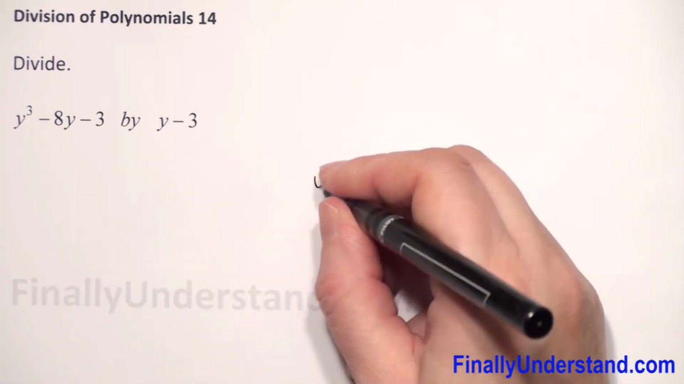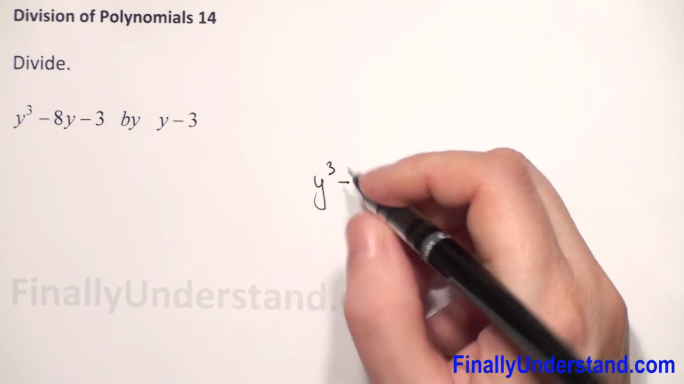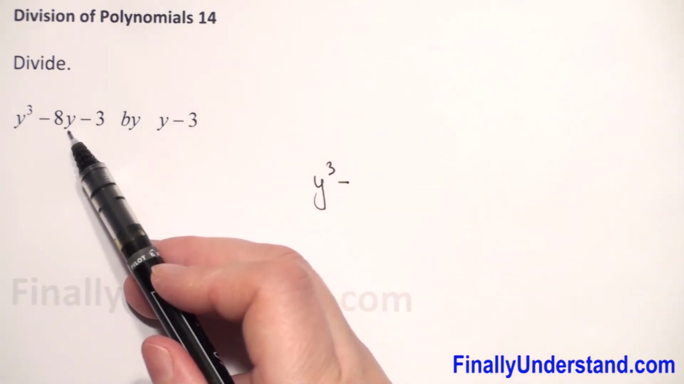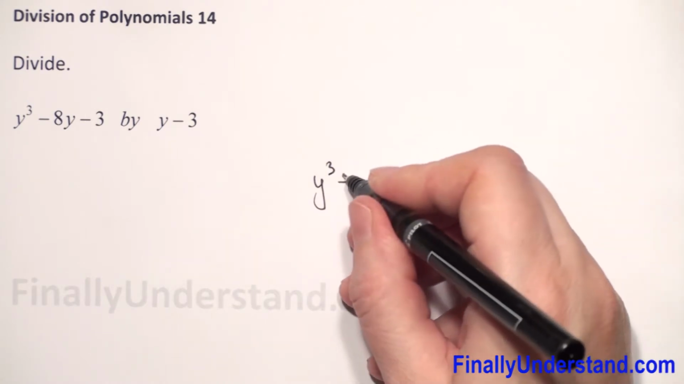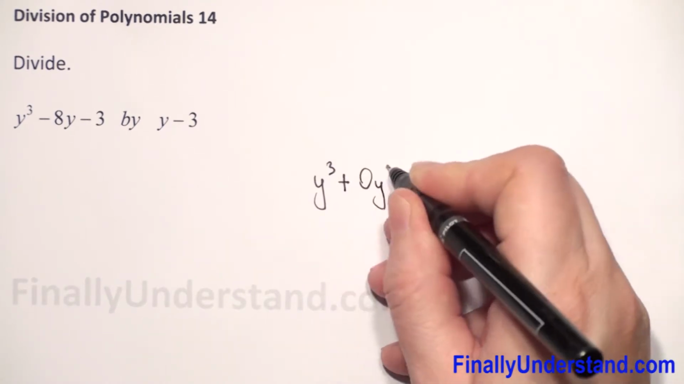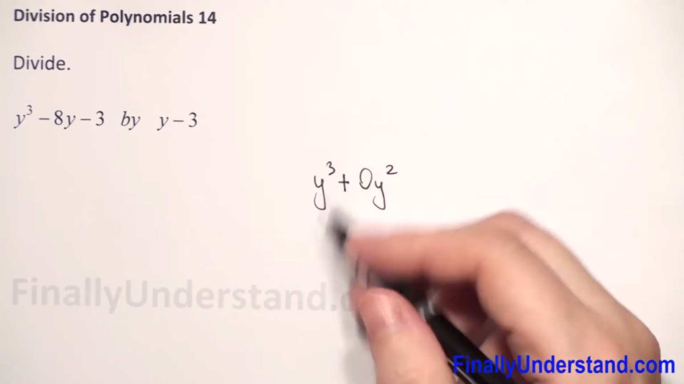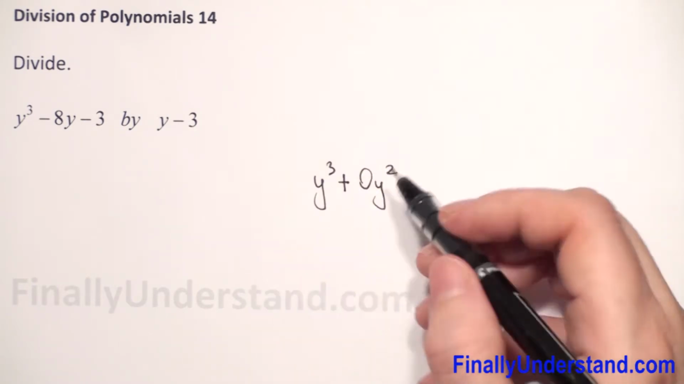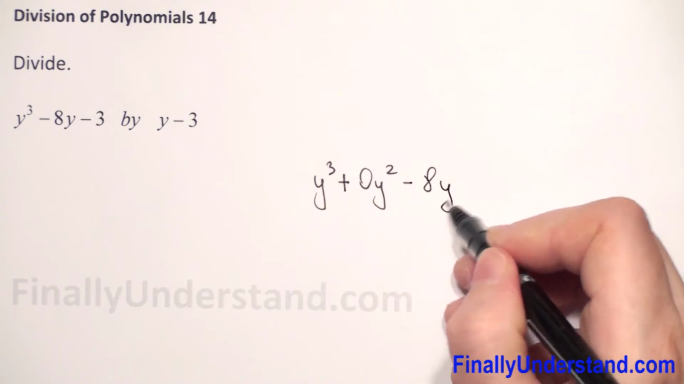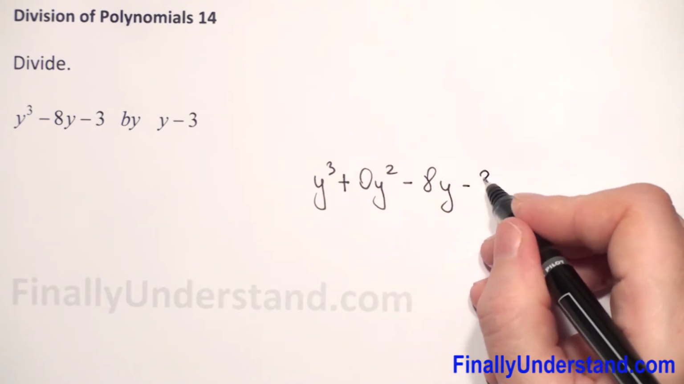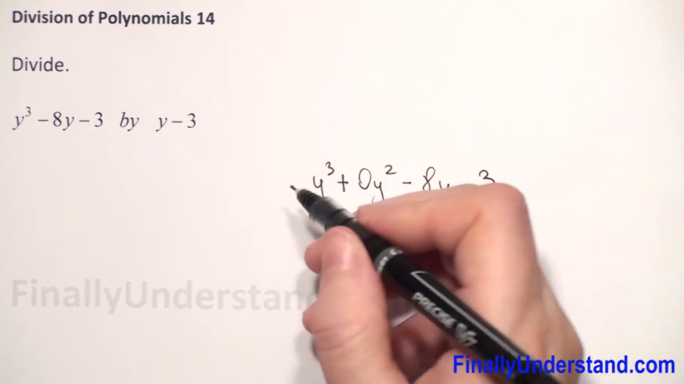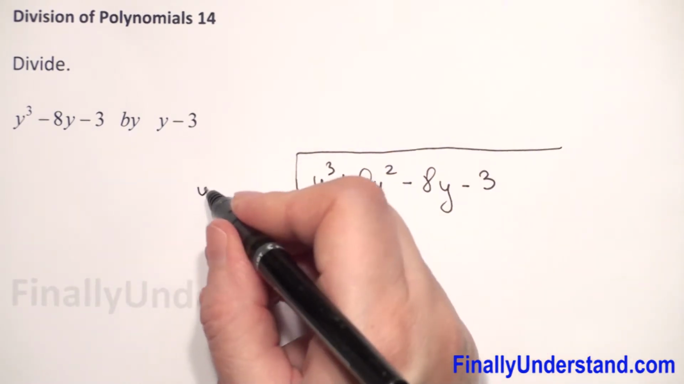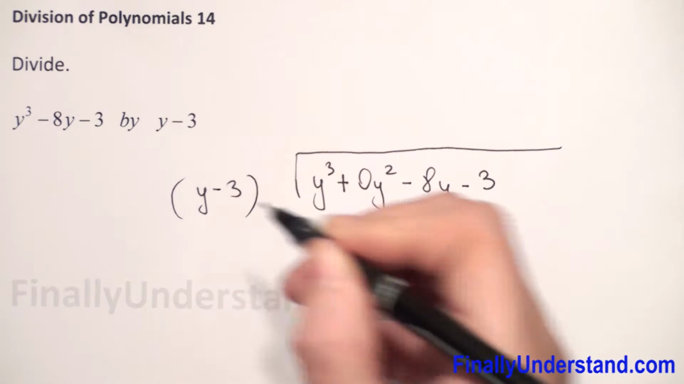So let me write, this is y cubed minus 8y. We don't have y squared, so I write that this is plus 0y squared. I didn't change anything because this term gave me 0. And next will be minus 8y, and next we have negative 3. This we have to divide by, our divisor is y minus 3.